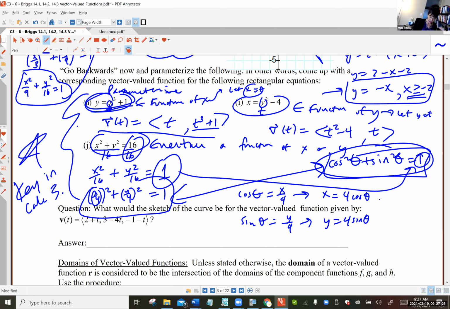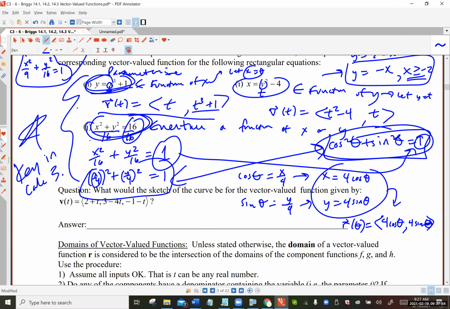And then I claim, ba-boom, you now have a vector valued function. The parameter is theta, but you can just as easily substitute t for theta. I don't care. Theta is fine as a parameter. And so your final answer would be, here is a lovely vector valued function that matches the rectangular equation.